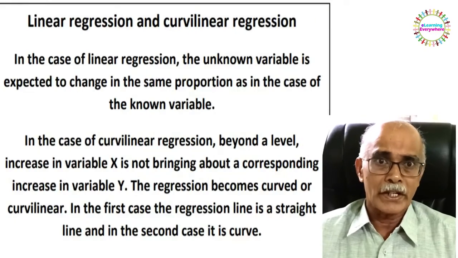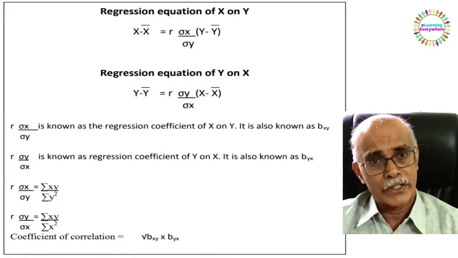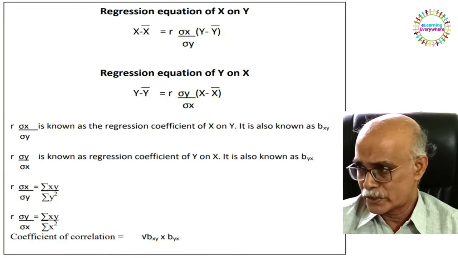There is linear regression and curvilinear regression. In linear regression, by unit change in the first variable, initially that same pattern will be shown by the second variable also, but after a particular level, that change is not made. Either there is no further change in the variable y, or in some cases there is a reduction.